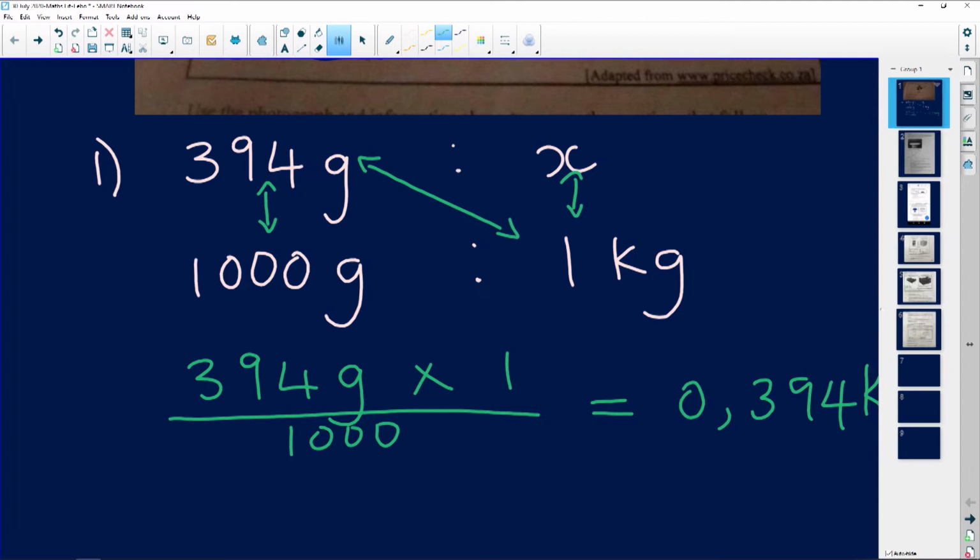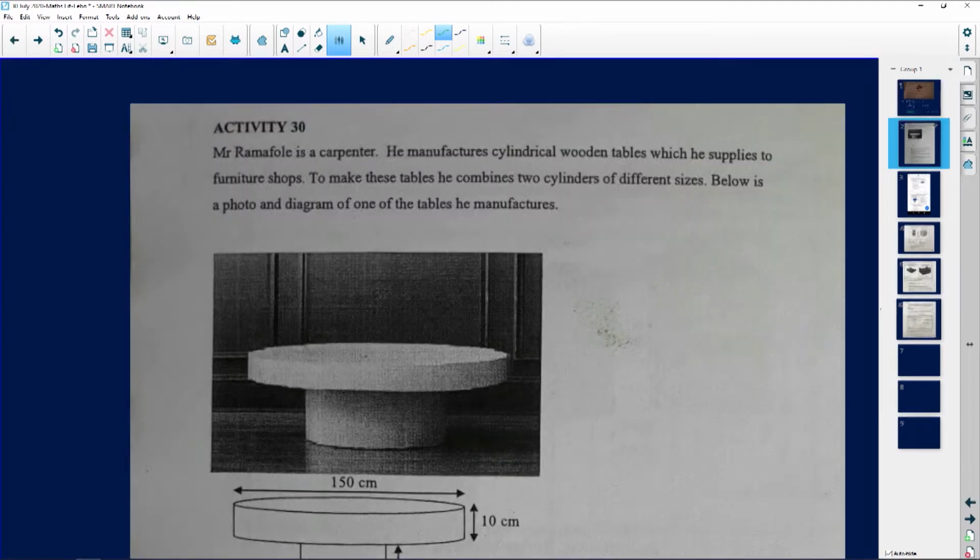Let us go to the next question that we have. This next question talks to us, and we've got two round tables. It's one table and it's got two cylinders. So it says to us here, Mr. Ramafule is a carpenter. He manufactures cylindrical wooden tables, which he supplies to furniture shops. To make these tables, he combines two cylinders of different sizes.